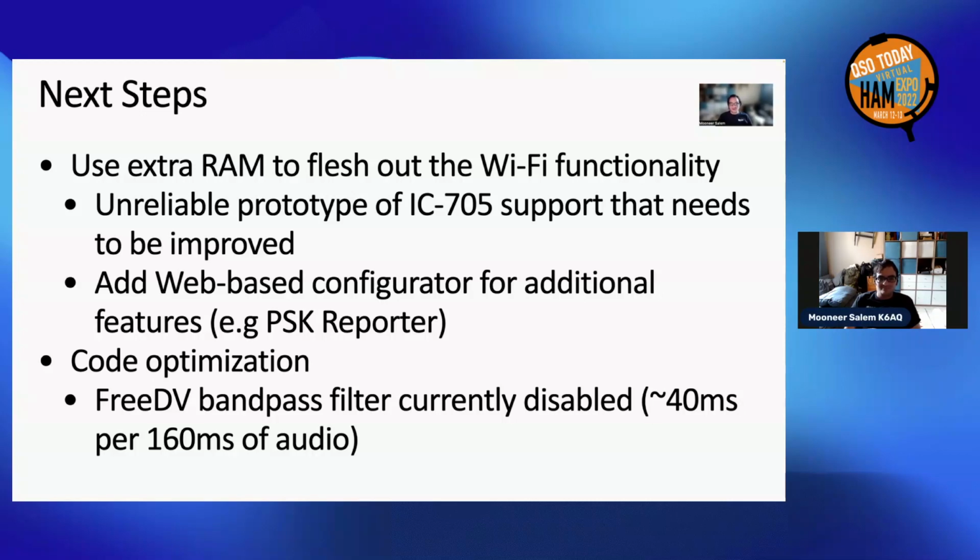For instance, FreeDV has a software bandpass filter, which is required for 700E, but is optional for the other modes. Unfortunately, this takes about a quarter of the amount of audio that's encoded and decoded per pass, which might be doable, but we'd get pretty close to using 100% CPU if it were to be enabled. So I would like to cut that amount of time down from 40 milliseconds if possible.